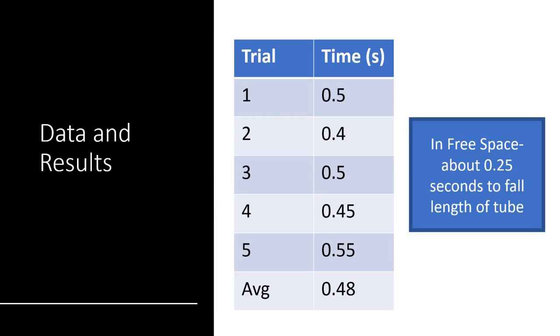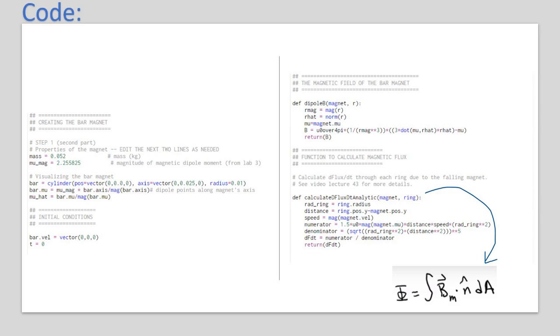So here is a table of my data from dropping the magnet in the tube, as you saw in the picture earlier. The average time it took was 0.48 seconds, and falling in free space took about half the time, and we'll find out why later. So after we observed the magnet going through the tube in real life, we wanted to simulate that in GlowScript using the equations and principles that we've learned previously. So we started by creating our magnet using the magnetic moment from lab 3, which I found to be 2.2558.